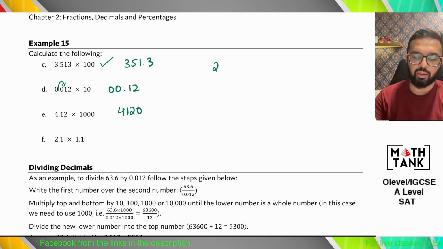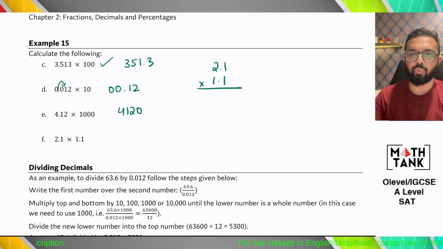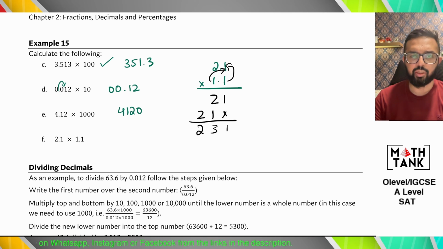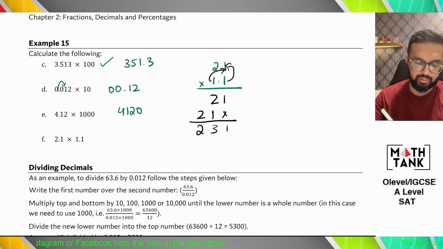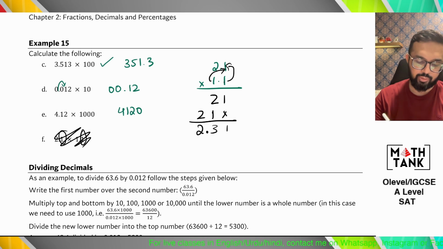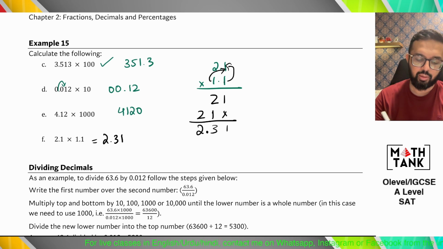Then 2.1 multiplied by 1.1 is normal multiplication. So what I'm going to do is multiply 21 by 11. Okay, 1 times 1 is 1, 1 times 2 is 2. Put across, I multiply with this one, so I get 231. How many decimal places were there in the original question? 1 and 2. So I'm going to count two decimal places, 1, 2, and then put the decimal. So the answer to this would be 2.31.